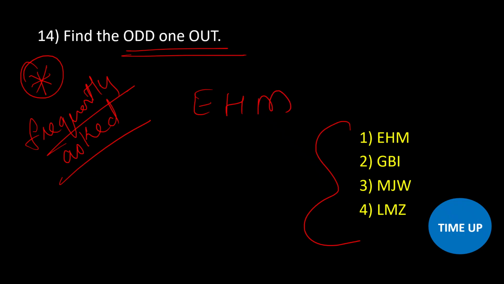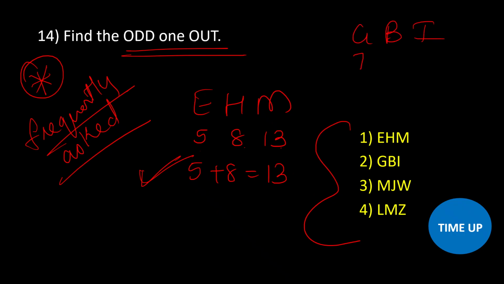Write the position of letters. This is 5, 8, 13. Correct? So 5, 8, 13. How you are getting 13, 8, 5? See the logic. Here 5 plus 8 is 13. So this is the logic. If you want to confirm, you can go for GBI. Correct? This is 7, position 2, and this is 9. So 7 plus 2 is 9. So you got the logic now. So you can find out which is the odd one out.